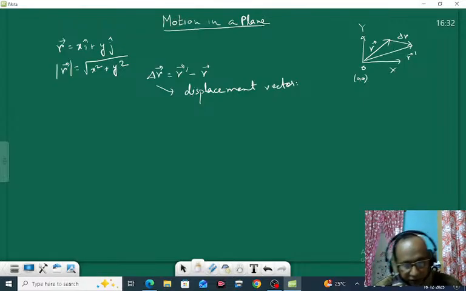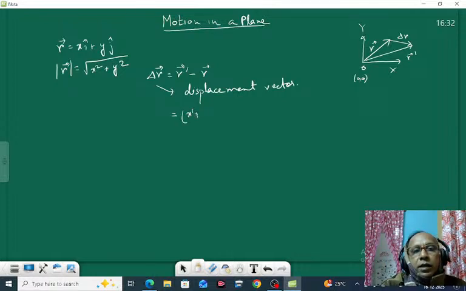So we are getting this displacement vector here, and it can be written in this way. r dash can be written as x dash i plus y dash j, minus xi plus yj.